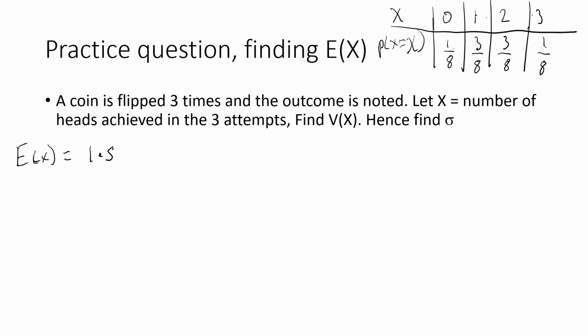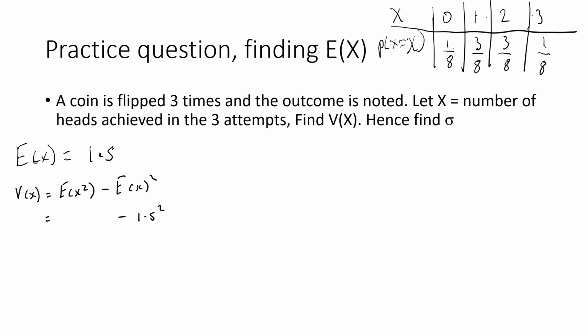Now, often in these questions, after you find E of x, you have to find V of x and sigma. So let's do that for this question. To find V of x, we need to use the formula: V of x is equal to E of x squared minus E of x all squared. Now we have E of x, so we can replace this with 1.5 squared. But how do we find E of x squared?